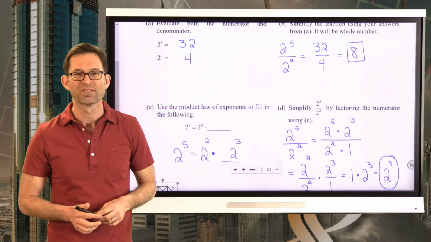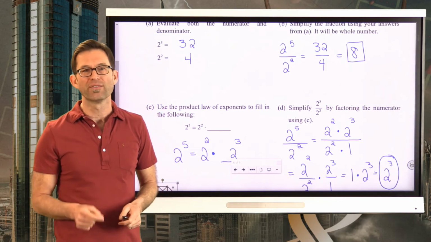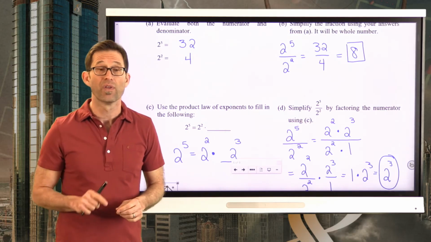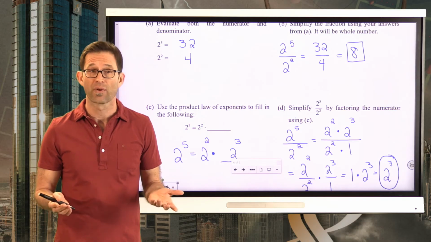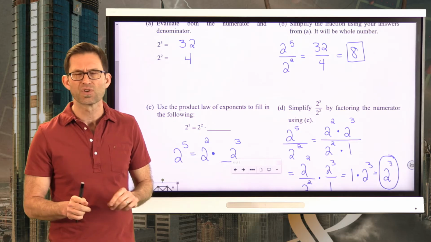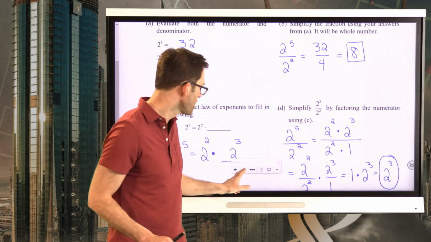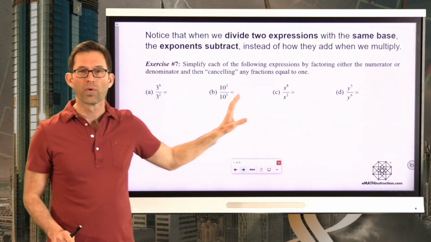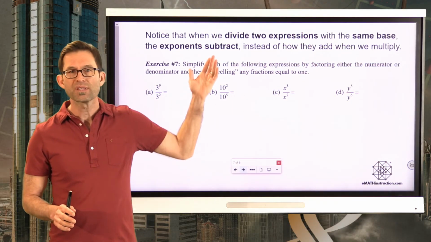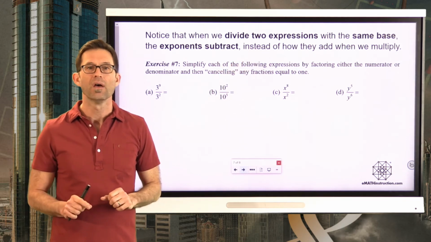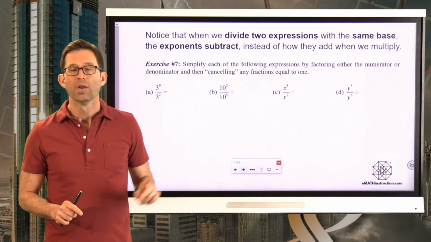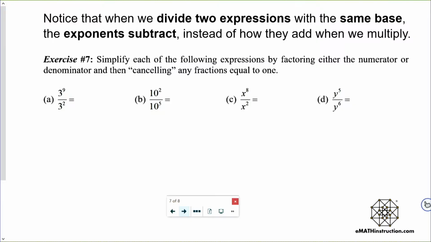And that is totally the case. So when you multiply two things with the same base, you add their exponents. And when you divide two things of the same base, you subtract their exponents. Now we're going to work with that exponent rule a lot more in the next lesson, so don't worry too much about that. For the rest of this lesson, we want to continue to work with what we just did, with this sort of factoring idea. So notice that when we divide two expressions with the same base, the exponents subtract instead of how they add when we multiply. So let's take a look at exercise number 7.